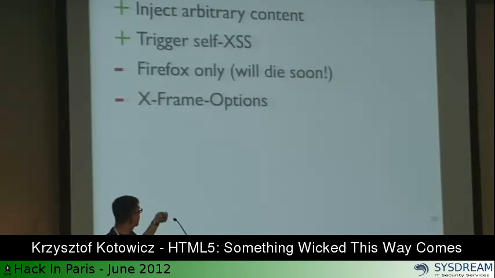You can trigger self-XSS. You can pretty much fill out any form of a victim application with your hidden, attacker's content. Unfortunately, it's Firefox only, and the bug will die soon, I would say in about 3 months, because someone is already fixing the bug in the Firefox code. Of course, there's X-Frame-Options, which is the best currently known defense from UI-Redressing attacks, and as soon as a website uses that header, this wouldn't get executed.